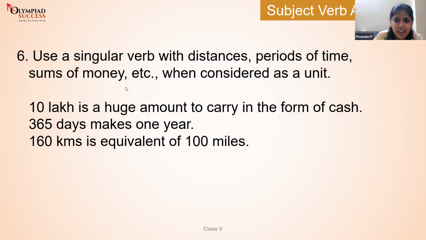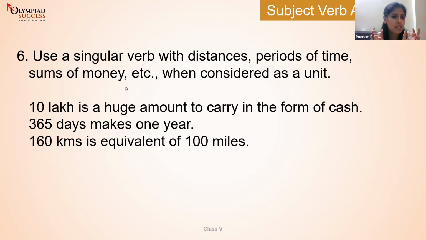Days, clearly plural, but I still use makes, not make. Okay. 160 kilometers is equivalent of 100 miles. 160 kilometers comes under the category of distances.